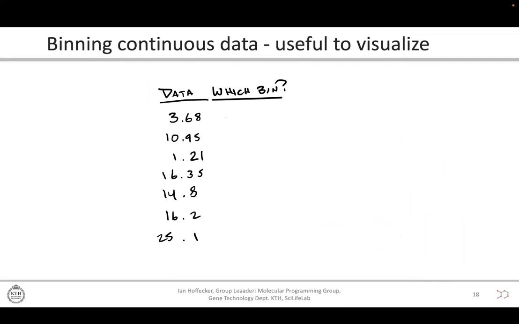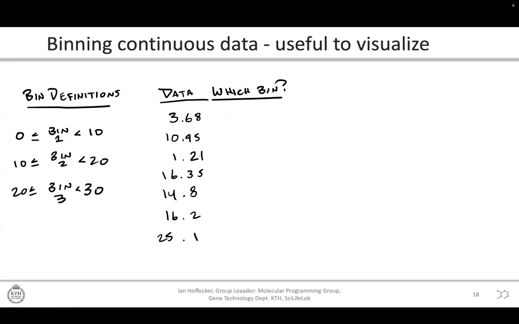So that's discrete data, and let's talk now about continuous data. And what we'll see is that binning is not just useful in general, but it's essential if we want to, for example, visualize continuous data. And so here's an example of a data set for a continuous random variable. And we can see that we have different values here, so 3.68, 10.95. And what we can do to better understand this data is we can break it up into bins.